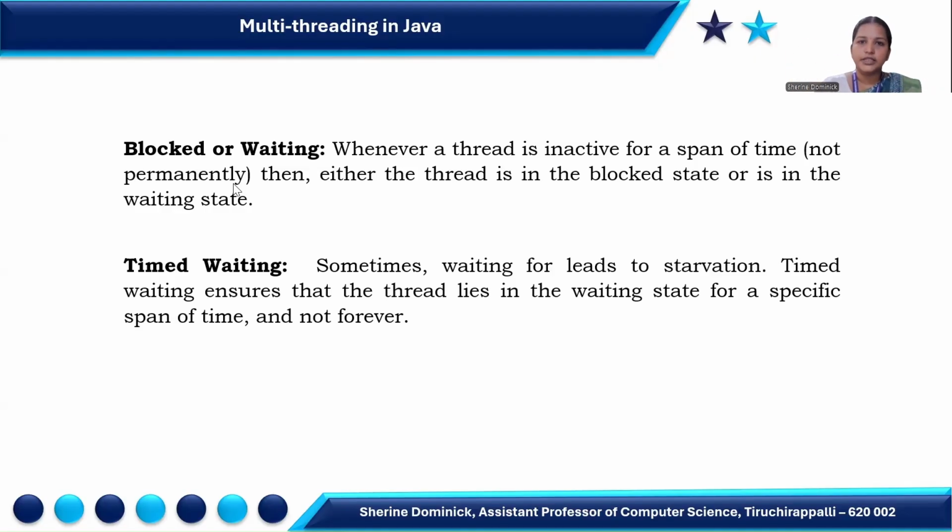The next is timed waiting. The reason we get into timed waiting is that in the previous case, the wait state, a thread is pushed into this wait state. It may wait endlessly for a resource, and this may lead to starvation. Starvation in turn will get us into deadlock. So timed waiting ensures that this starvation does not occur. It ensures that the thread lies in the waiting state only for a specific span of time. After this time is over, the thread gets back into normal processing.